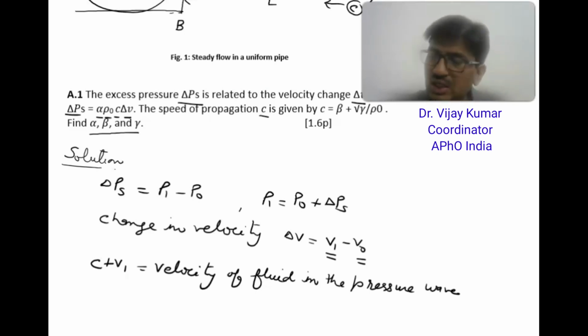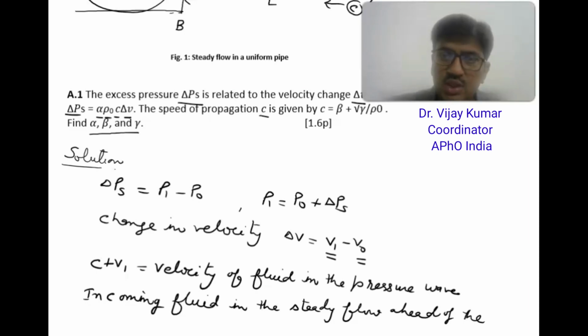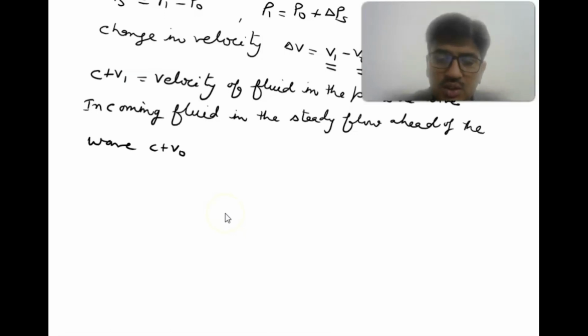Similarly, we can show that the incoming fluid in the steady flow ahead of the wave should be C plus V naught. Ahead of the wave, it should be C plus V naught.